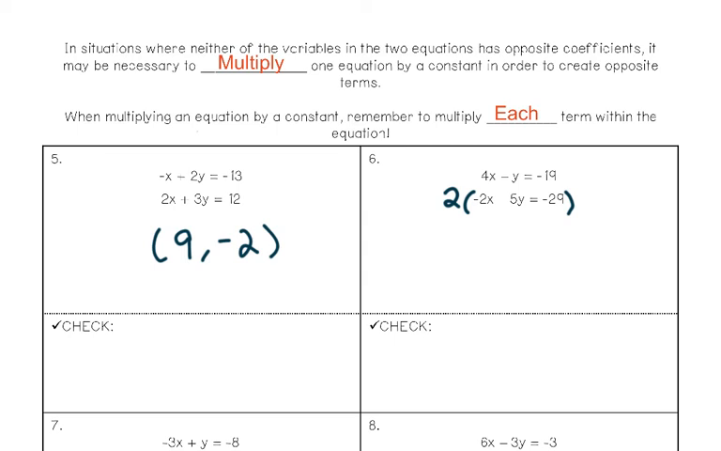So underneath of it, I'm going to multiply each of these terms by this number on the outside. It's almost like I'm distributing. So negative 2x times 2 is negative 4x. Negative 5y times 2 is negative 10y. And negative 29 times 2 is negative 58.